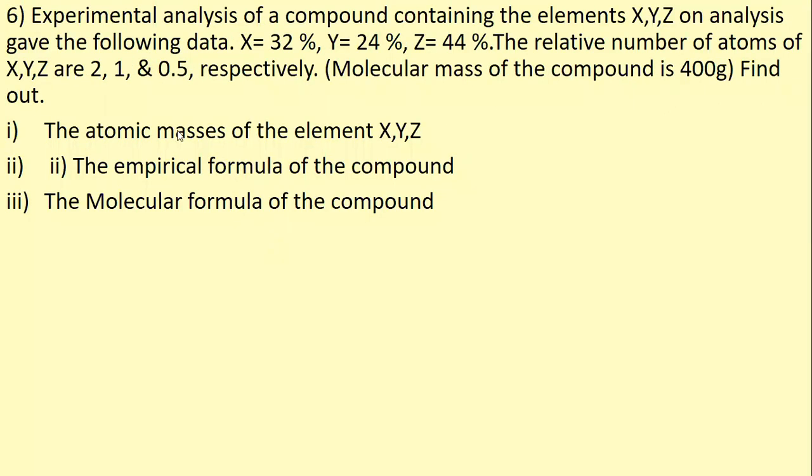See now question number 6. Here is the experimental analysis of a compound containing the elements X, Y, Z. On analysis it gives the following data, and here the X, Y and Z values are given. So now we have to calculate the relative number of atoms of X, Y, Z, and the molecular mass of the compound is given.